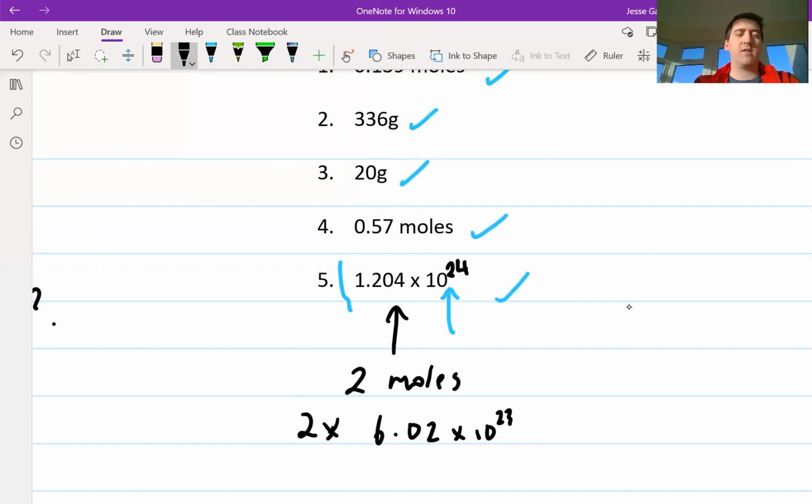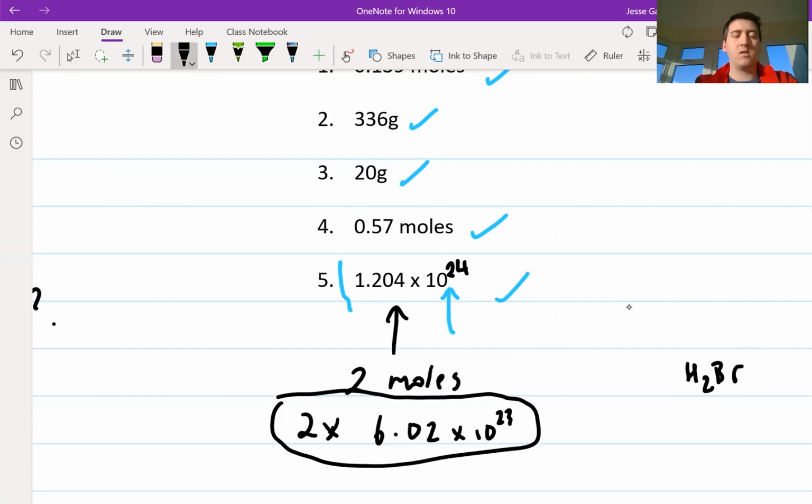And I know that every single one of them has 1 hydrogen atom. So how many hydrogen atoms do I have? I have the same number of them. Now, if it was H2Br, and I had this many molecules, or this many molecules, sorry.